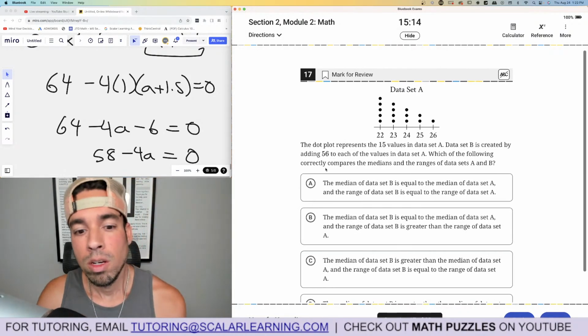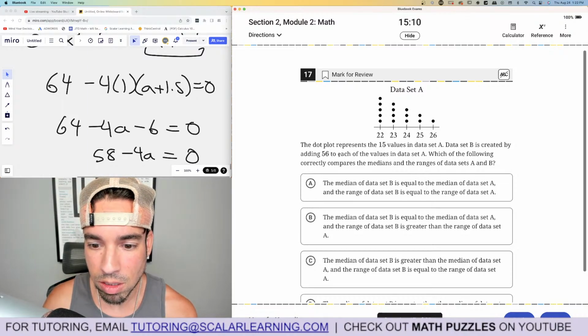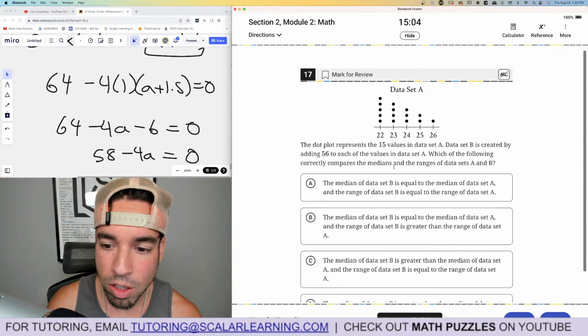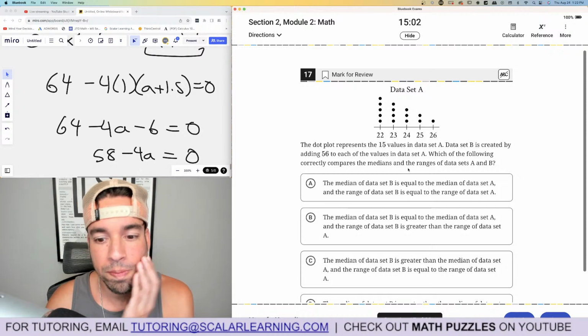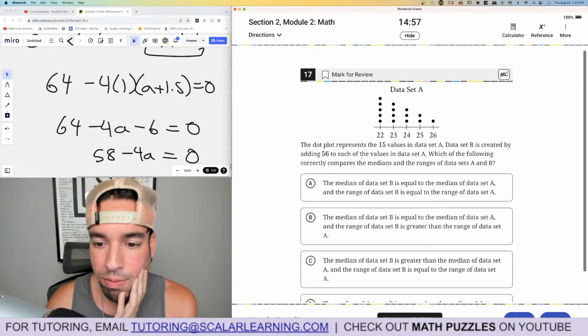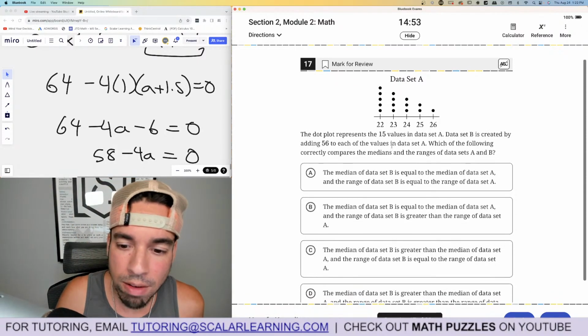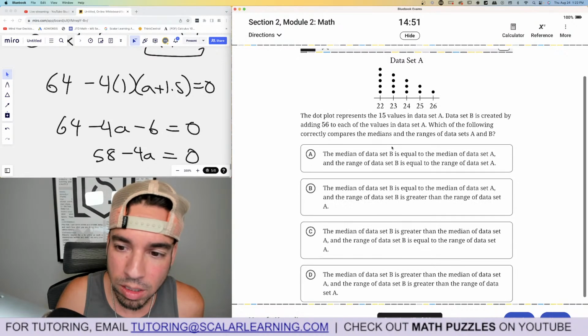Sorry. The dot plot represents 15 values in dataset A. Data B is created by adding 56 to each of the values in dataset A. So that would be 56 would be 78 and so on. Which of the following correctly compares medians and ranges? So the median of data B is created by adding 56 to each of that. So obviously, B is going to have a bigger median. So that would be ridiculous to have the same median.